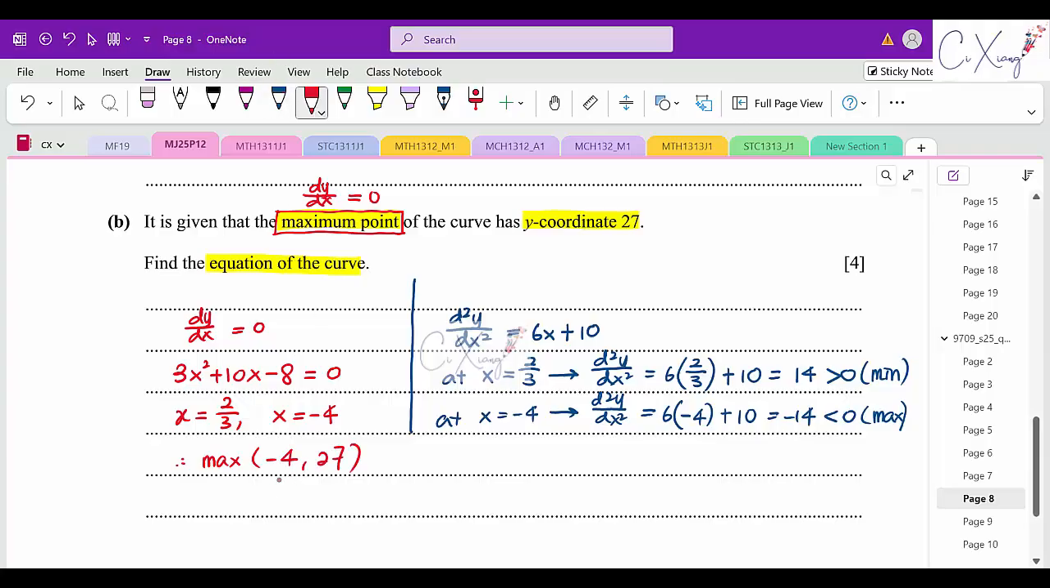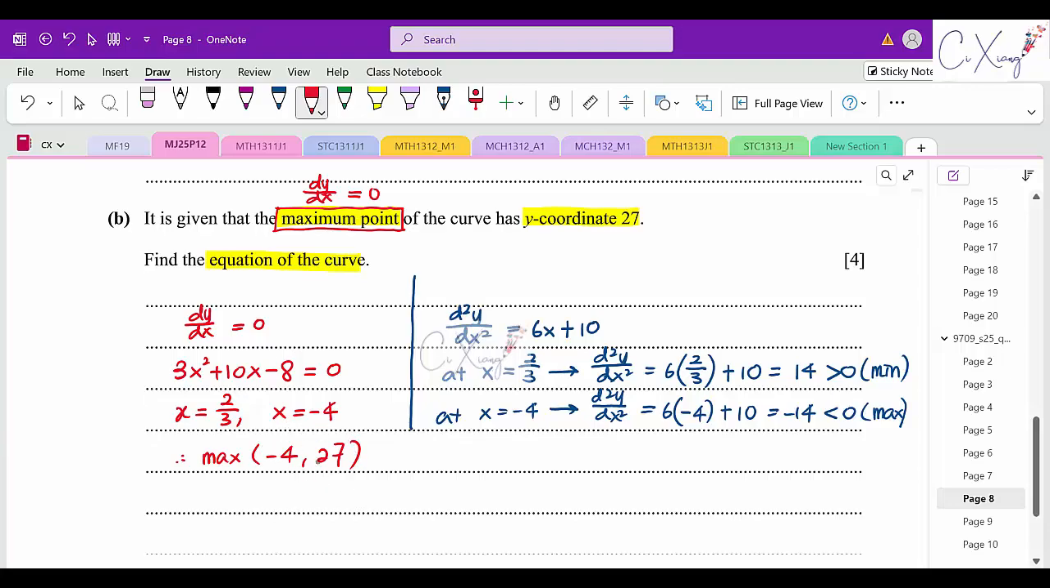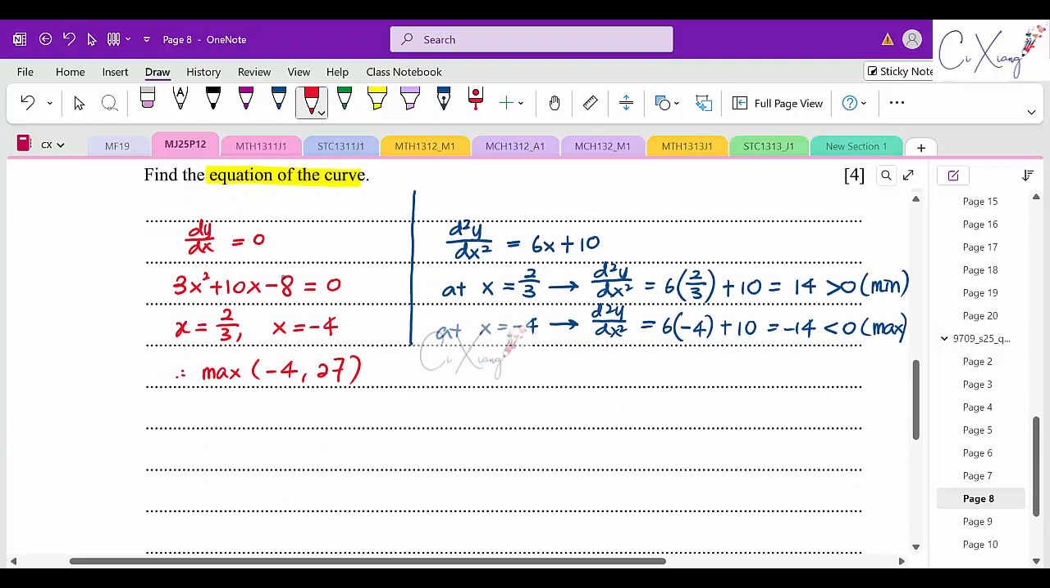Right, so after you find the coordinate for the maximum point, we can use this later to find out the constant term in the equation. To get the equation of the curve, of course, you need to decide the y. How to get the y from dy dx? You have to apply integration. So we try to integrate it where I'm having 3x squared plus 10x minus 8.